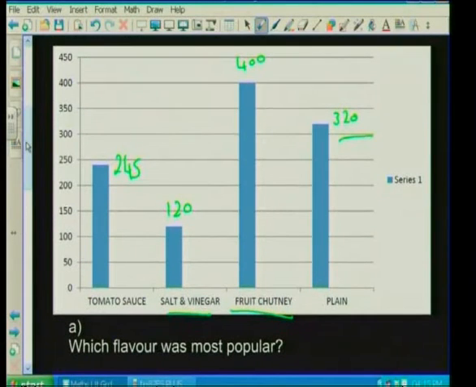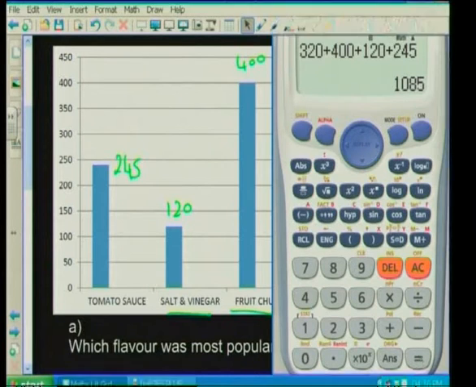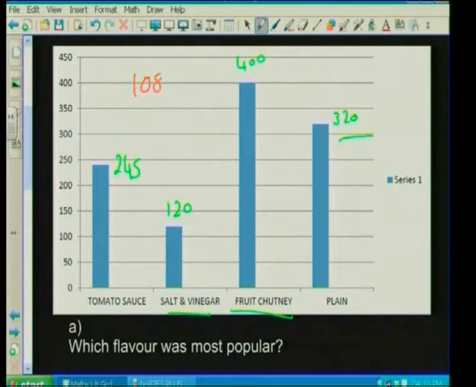Next question. How many units were sold altogether? Now what are we going to do? We're going to have to add all these up, aren't we? So we're going to take our calculator and say, right, of the plain, we had 320. Fruit and chutney, we've got 400. Salt and vinegar, we got 120. And finally, our tomato sauce, we got 245. So how many chips were sold that day? Equals 1,085. So 1,085 packets of chips were sold.